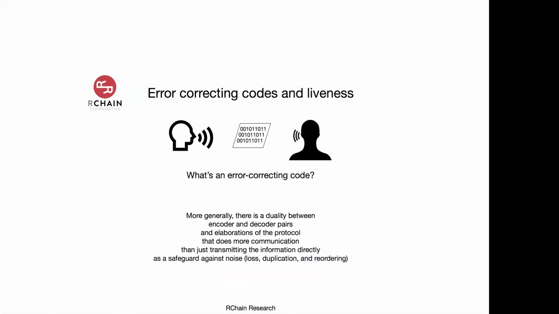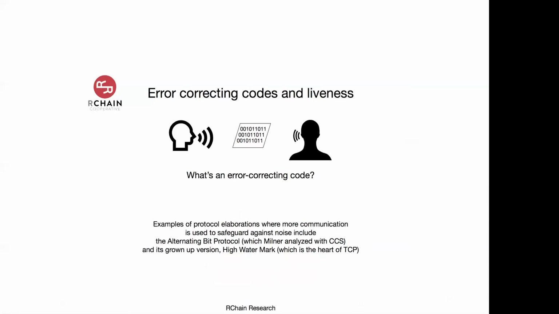There are some examples of those kinds of protocol extensions that deal with loss and noise, and I'll get to those in a minute. But the general idea is that there's a duality between encoder-decoder pairs and elaborations of the communication dance between the participants in a protocol. Some examples where instead of sending more structured information, we're changing the protocol, is the alternating bit protocol.